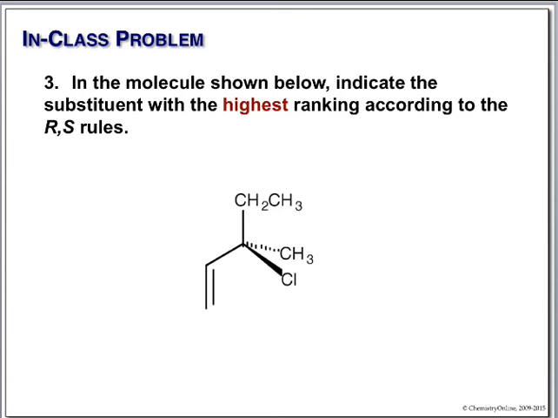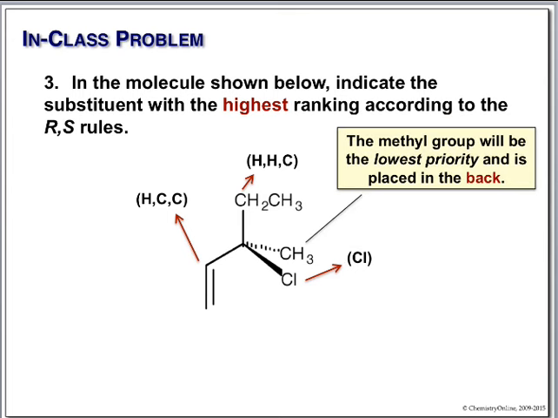Look at this one. Well, it's a double bond, so that counts as two carbons, doesn't it? One hydrogen, two carbons. This guy is attached to two hydrogens and a carbon. And this guy is a chlorine. Chlorine is clearly going to win. This carbon is attached to three hydrogens. It is the lowest priority, and we will put it pointing back.